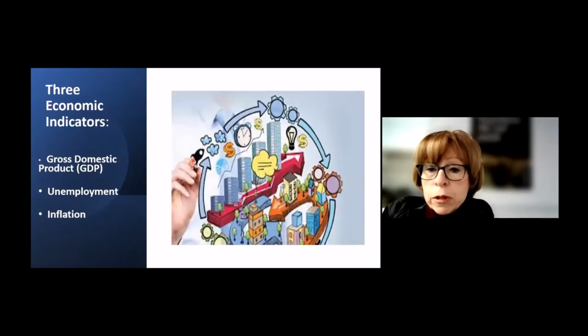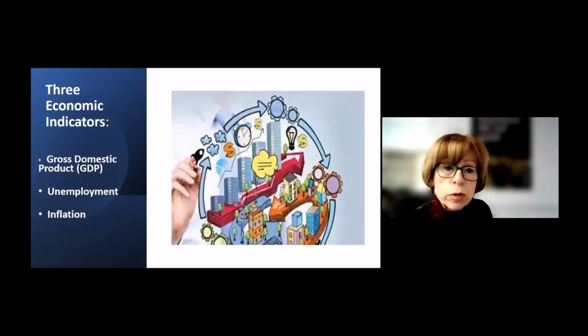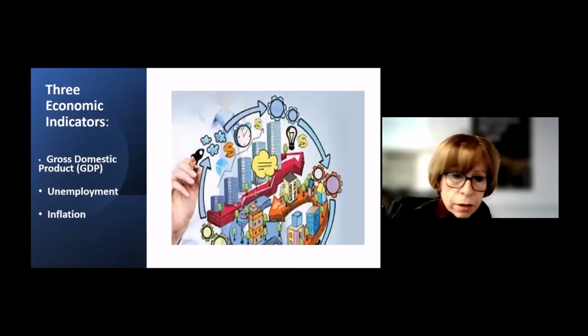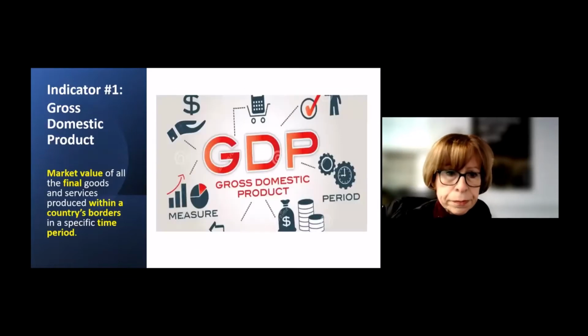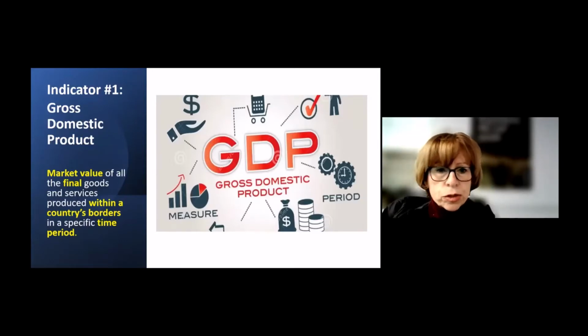The first part of the challenge requires you to look at a minimum of 3 economic indicators. You can choose to look at more, but these 3 must be in your presentation: gross domestic product, unemployment, and inflation. So the first indicator is gross domestic product. The technical definition of gross domestic product is the market value of all the final goods and services that are produced in a country in a particular time period.